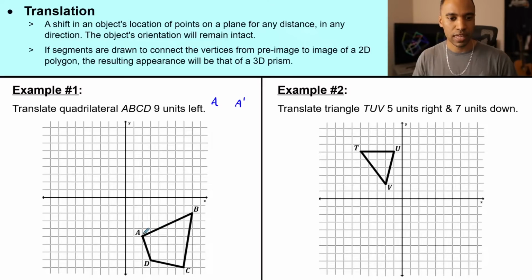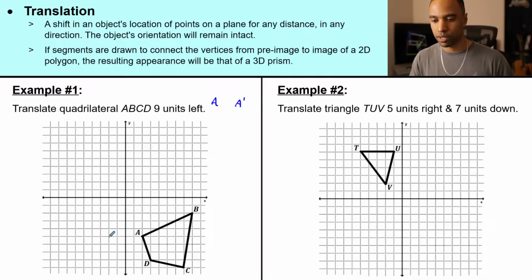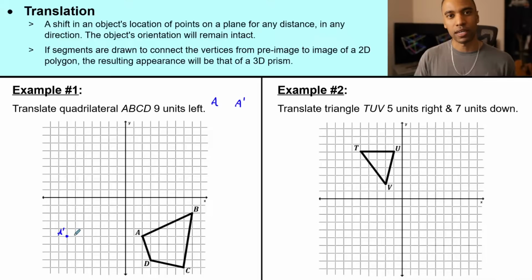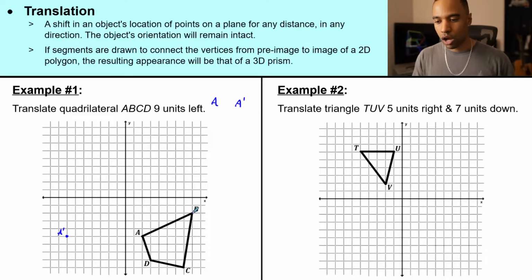So meaning if I start with A and shift this single point 9 units to the left, I'm going to go 1, 2, 3, 4, 5, 6, 7, 8, 9. This new point right here, I'm going to call A prime. So here's the transformation of just A prime right here. Now I can do all of these other 4 points right here, and then I can just connect the dots and I'll be good. And I'm going to do that with you right now. Now B, 1, 2, 3, 4, 5, 6, 7, 8, 9, B prime would be right here.